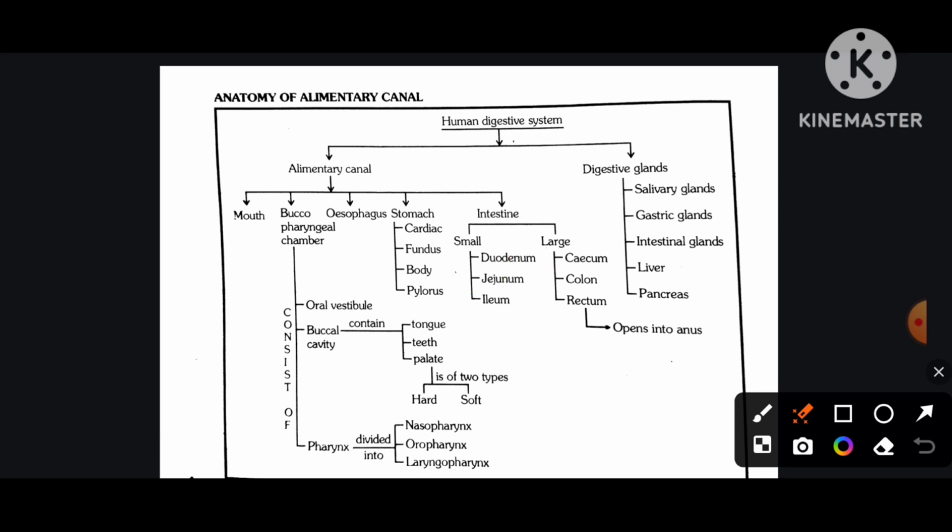Small intestine is divided into 3 parts: duodenum, jejunum, ileum. Large intestine is divided into 3 parts: cecum, colon, rectum. It opens into the anus. Digestive glands: salivary gland, gastric gland, intestinal gland, liver, pancreas.